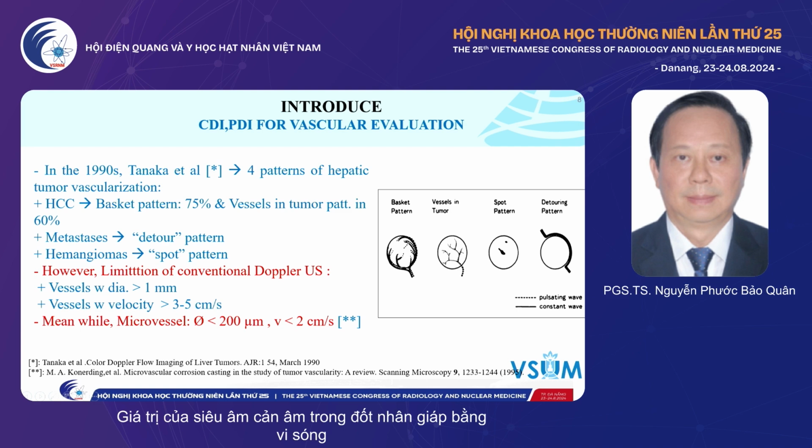However, conventional Doppler has many limitations. For example, conventional Doppler ultrasound can detect only vessels larger than 1 millimeter, and only vessels with velocity of more than 5 centimeters per second. Meanwhile, microvessels have a diameter of less than 200 micrometers and velocity of less than 2 centimeters per second. So that is a limitation of conventional color Doppler.